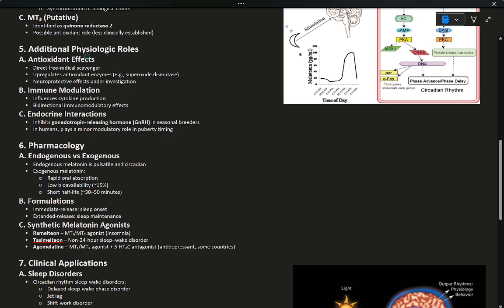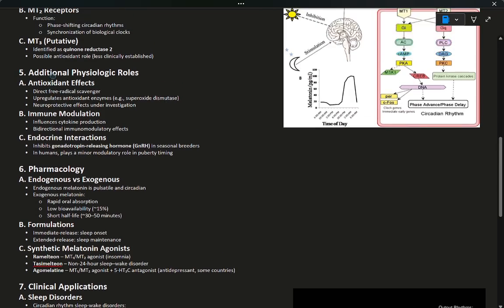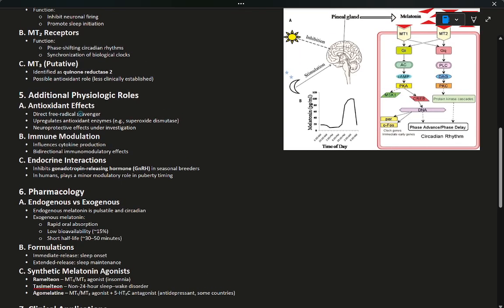There are additional physiological roles melatonin can play in addition to inducing sleep. One of them being it can have some antioxidant effects. It works by acting as a direct free radical scavenger and also upregulates antioxidant enzymes like superoxide dismutase. So there's some research going on about its neuroprotective effects and how melatonin could potentially be repurposed to facilitate the antioxidant and neuroprotective role.